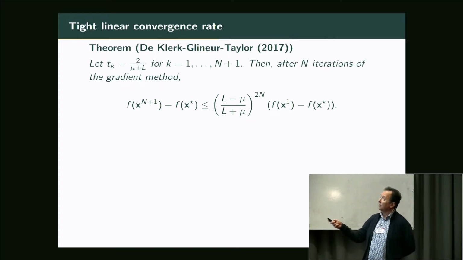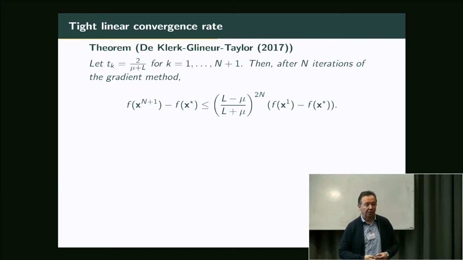And then you find that after n iterations, provided that you use the step length 2 divided by mu plus L at every step, so you just use one step length, this one, then after n iterations, the function value, the distance from optimality, is the old distance at the start reduced by this factor here. So basically, at every iteration, you get a reduction by (L minus mu) divided by (L plus mu), which is smaller than 1, squared. So this constant here determines the so-called linear rate of convergence.